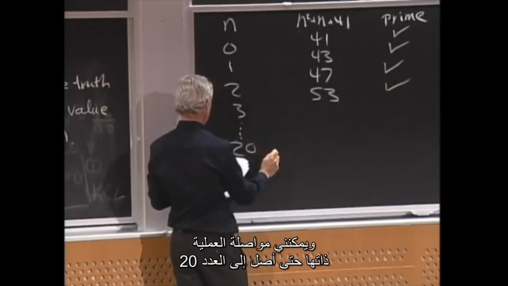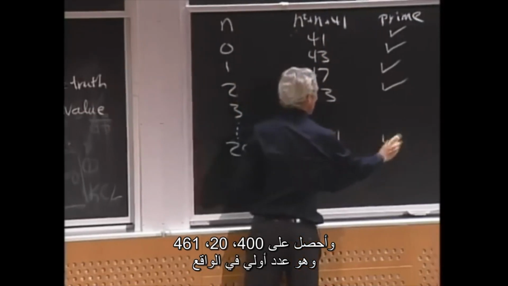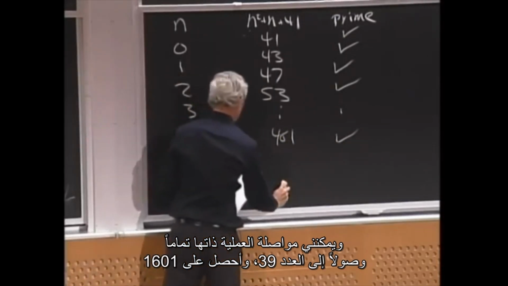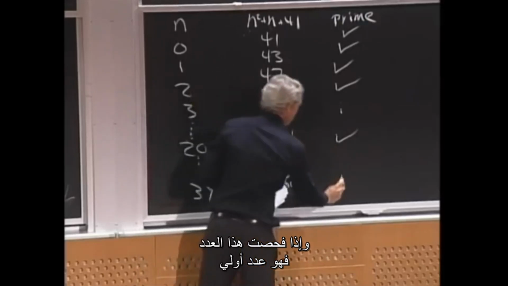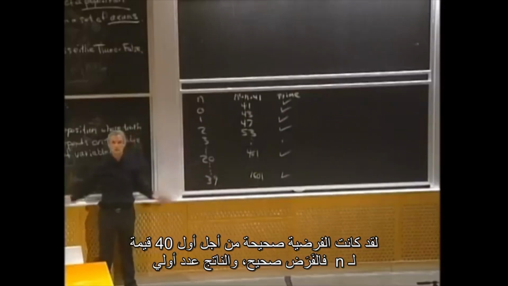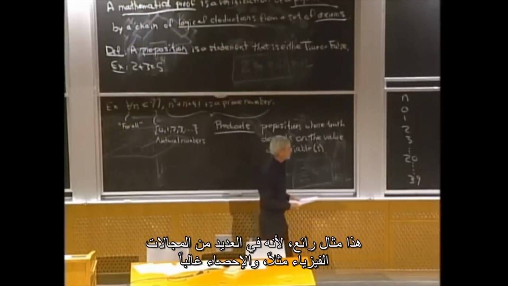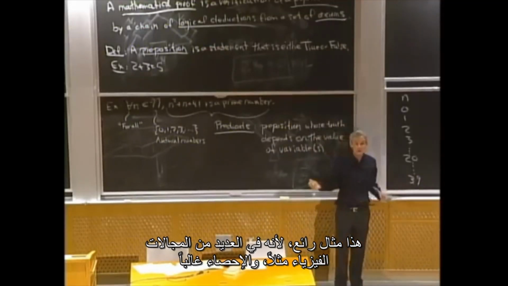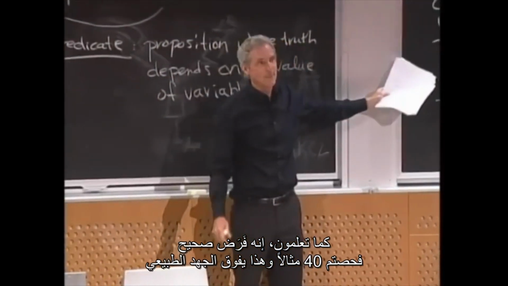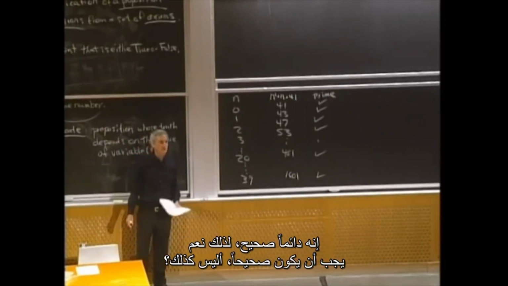I could go down to 20. I get 420, 461. In fact, that is a prime. And I could just keep on going here. Go down to 39. I get 1601. You can check that is a prime. For the first 40 values of n, the proposition is true. The predicate is true. It is prime. Now, this is a great example because in a lot of fields, physics, for example, statistics often, if you checked 40 examples, that's above and beyond the call of duty. It's always true. So yeah, this must be true, right?